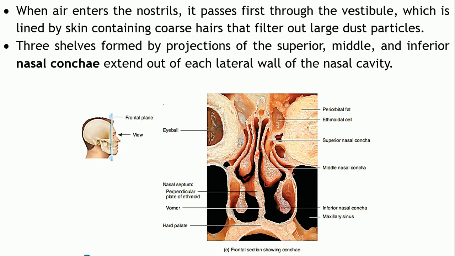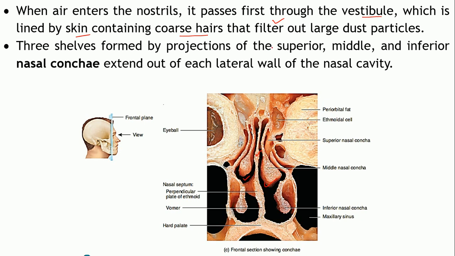When air enters the nostrils, it will first pass through the vestibule, the cavity which is covered by the cartilage. It is lined by skin and also contains coarse hairs. This will help in filtering out the dust particles. So that is the protective function, preventing any dust particles from entering your respiratory tract.